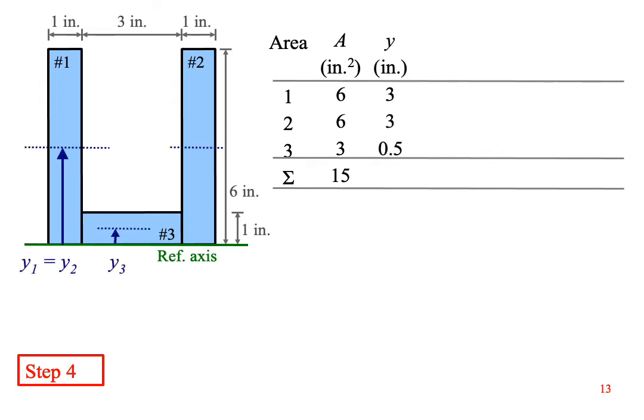Step 4 is to draw construction lines from the reference axis to the neutral axis of each individual shape. We'll call these distances y1, y2, and y3. In this problem, y1 and y2 are equal to each other. Enter the values into the table. Step 5 is to multiply each area by each y value. Enter the values into the table, and then add up the sum of a times y for all the shapes.